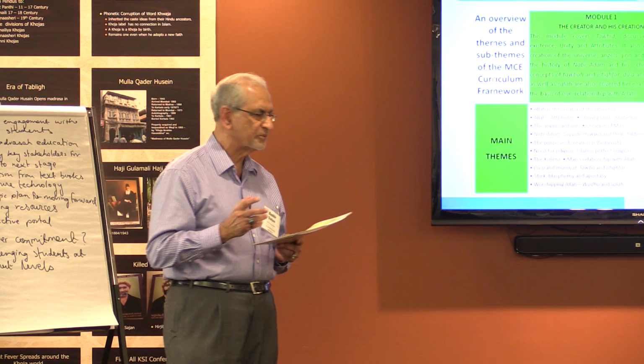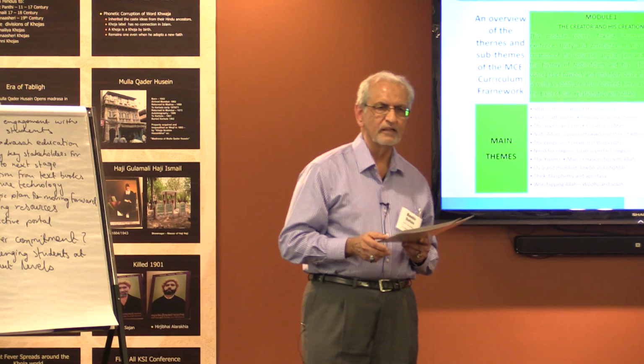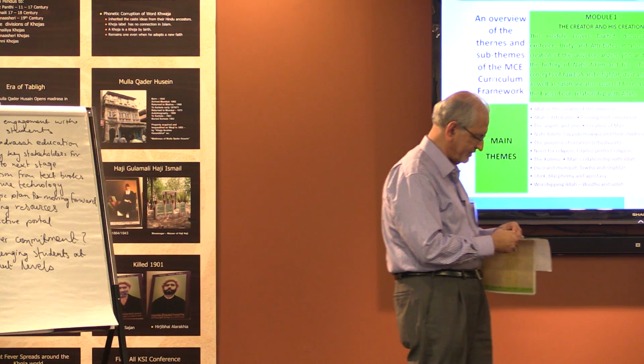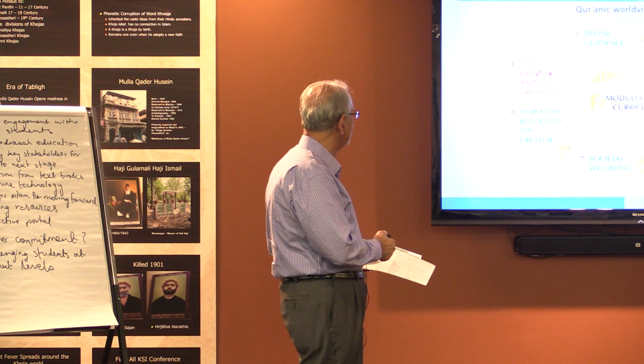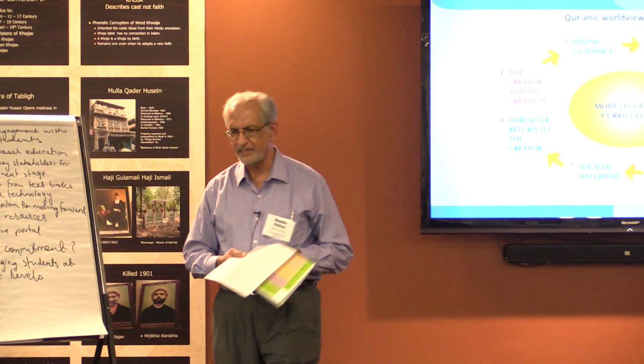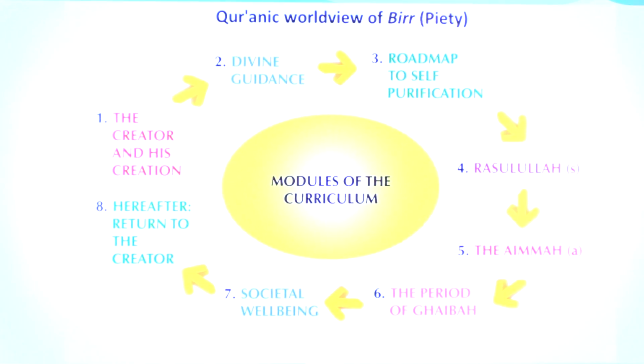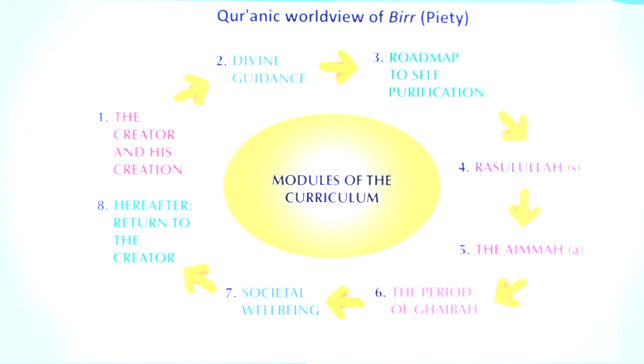Okay, we had a brief description of the 8 modules, right? Let me go back to that slide. Yeah, I have it here. Sorry. We had a brief description of these 8 modules. As we said, we start with the origin and we end with the return, right? So the very first module focuses on the Creator Himself, Allah subhanahu wa ta'ala, and all His creation. You know, the jinn, the angels, the human beings, all the other creatures that He has created. So that's the first module.